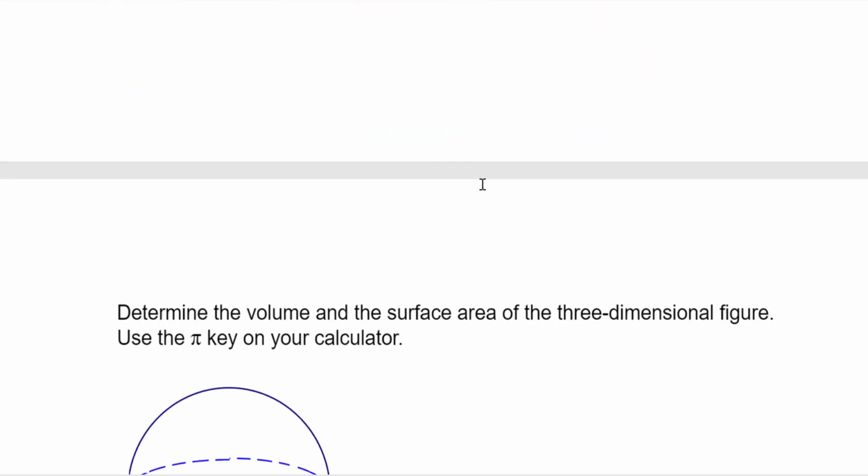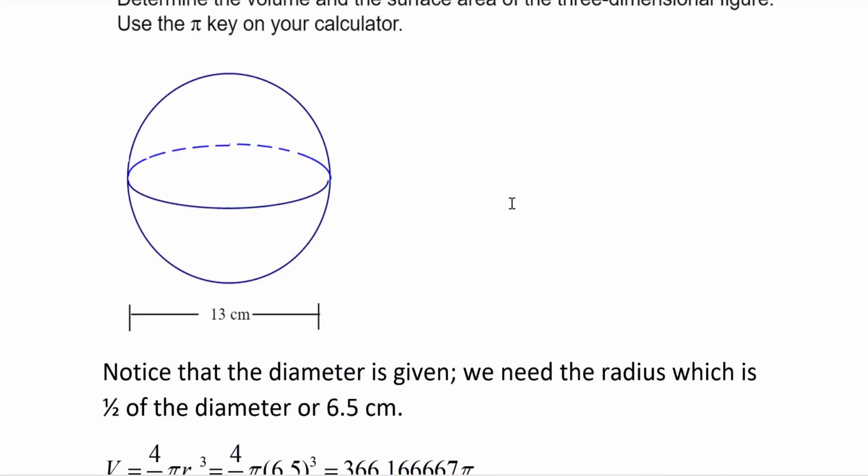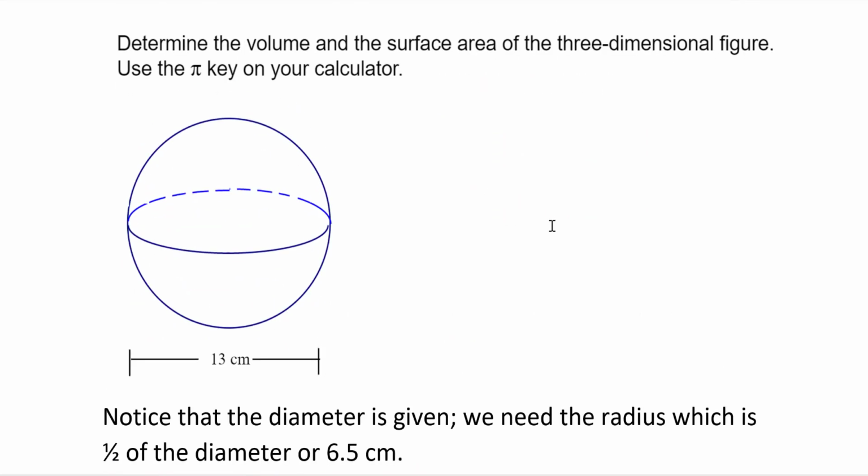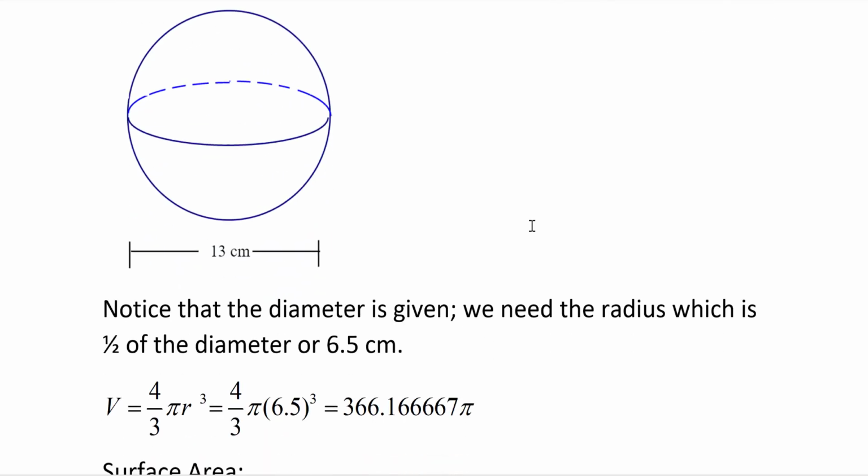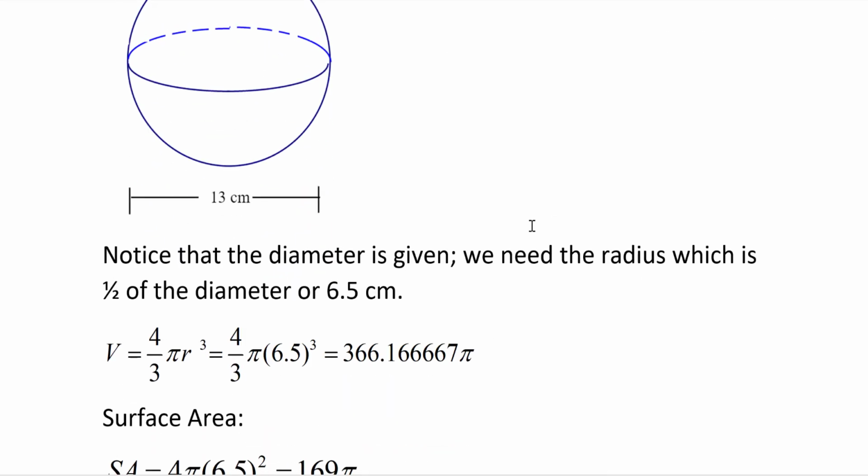The next problem is a sphere. Determine the volume and surface area of the sphere. And we notice they've given us the diameter, but we need the radius, and that's going to be half the diameter, or 6.5 centimeters. Here's my formula for the volume first. So 4/3 pi r cubed, where the radius is 6.5. I went ahead and simplified up to the point of multiplying by pi.